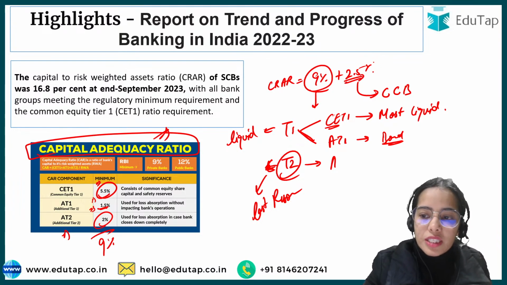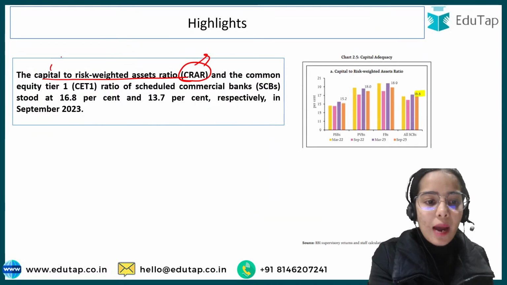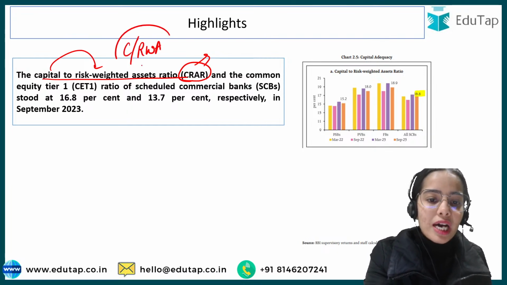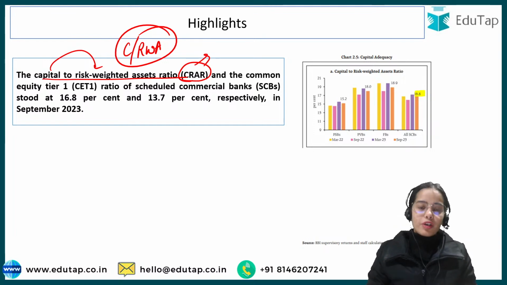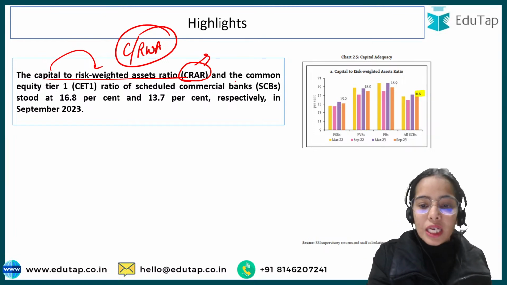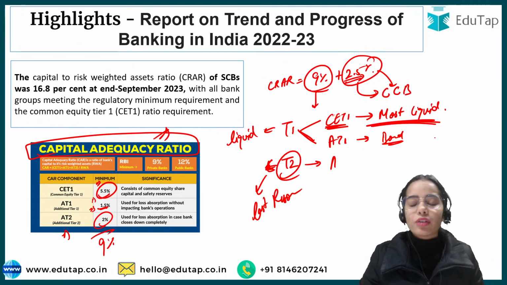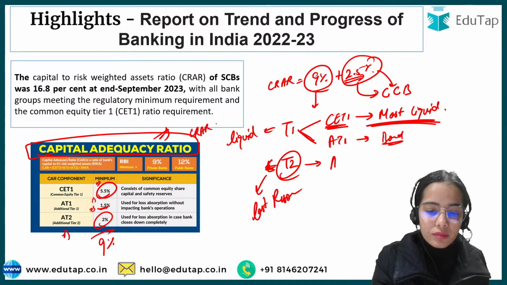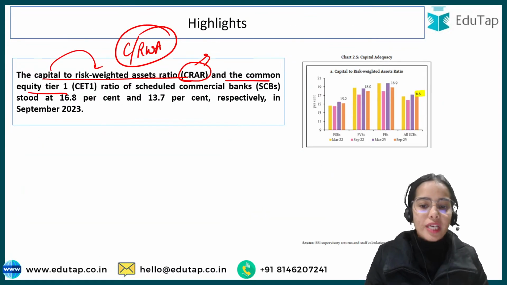Plus 2.5% is for the capital conservation buffer. Okay, so this is the CRAR, that is the capital to risk weighted asset ratio, that is how much capital the banks are keeping with themselves against the risk weighted assets. The higher capital they are keeping with themselves in a healthy manner, the more they are safe from the risk assets. Okay, and the common equity tier 1, I have told you, common equity tier 1 is the most liquid kind of capital that the banks can keep under the CRAR to come out of a distress situation. Okay, so this is the most liquid kind of capital.